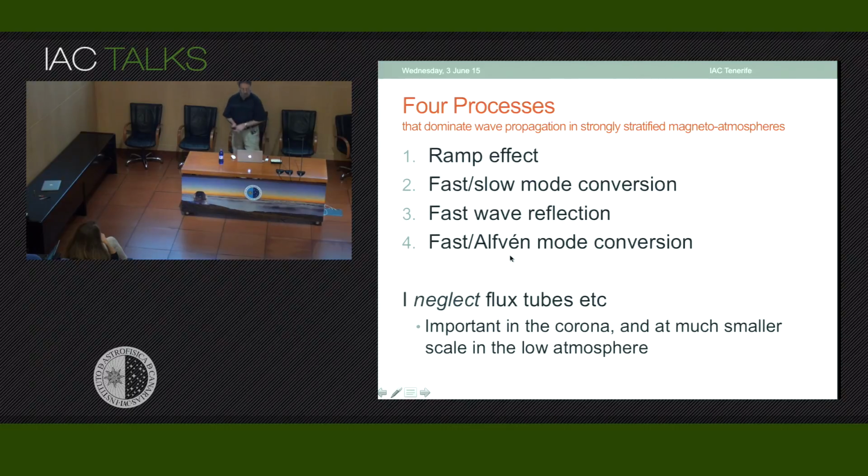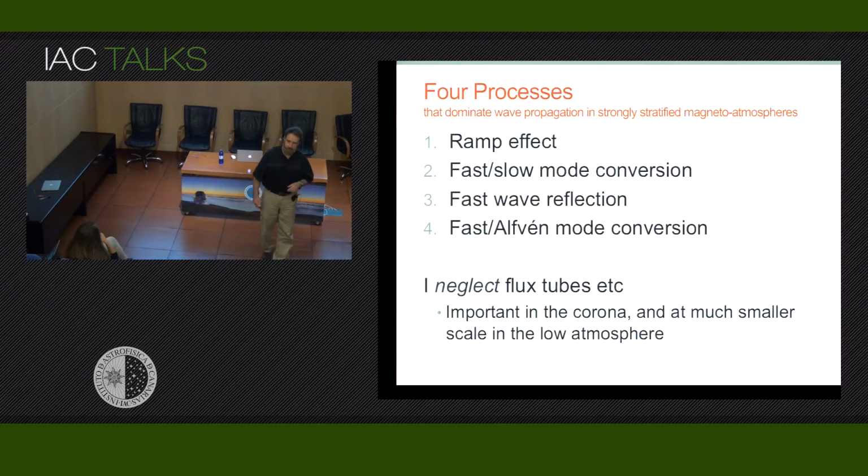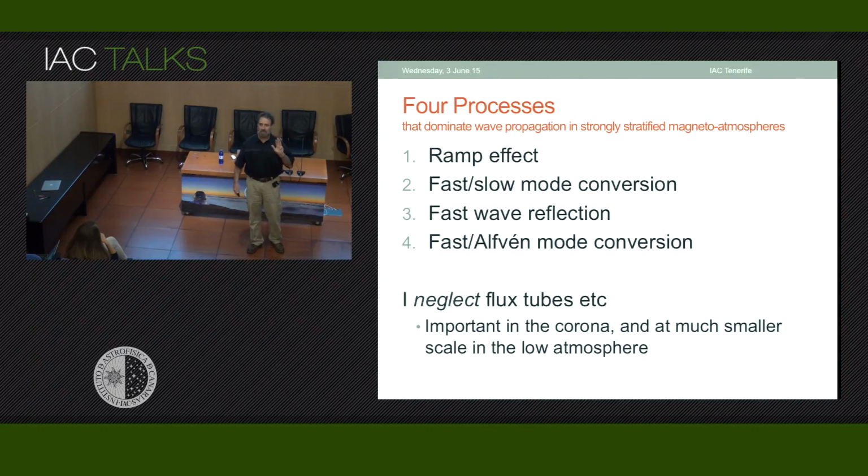Okay. All right. So what I really want to get to here is that there are 4 processes that are crucial in this story. I'm going to go through these 4 processes. And I'm told reliably that astronomers can remember 4 things. So hopefully when you leave this room, you will remember these 4 things. These are the 4 things I want to really emphasize. The ramp effect, I'll explain what these are shortly. Fast to slow mode conversion, fast wave reflection, and fast to Alfvén mode conversion.